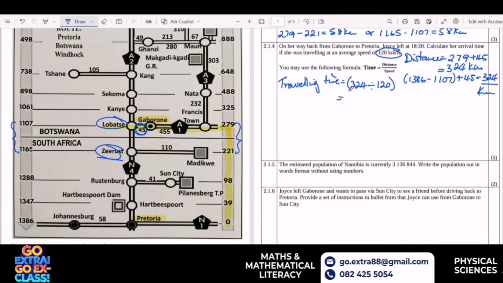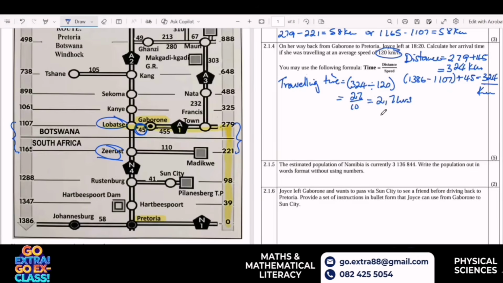If you put it in your calculator, it's going to give you 27 over 10. And now you don't leave your answer like this because you're looking for time. So make sure that you press SD if you're using Casio, so that you write it as a decimal. This as a decimal is going to give you 2.7 hours.